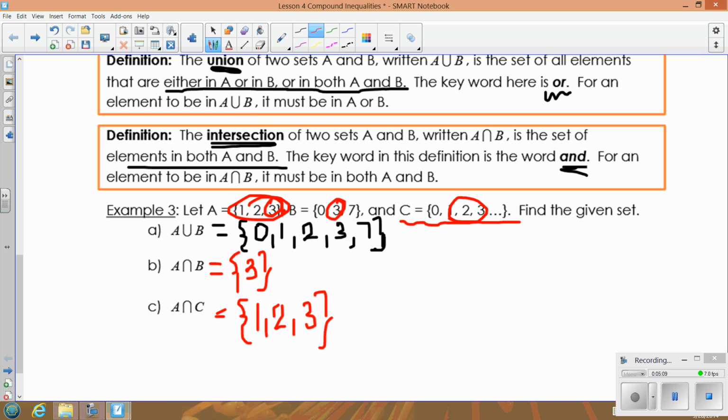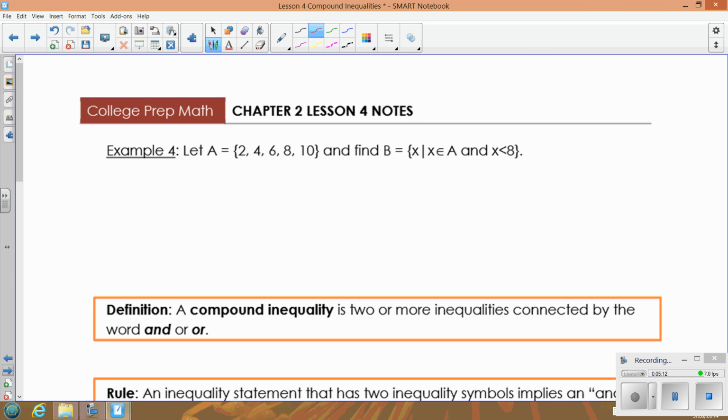All right, let's look at one more example with sets. So let A equal the set that has 2, 4, 6, 8, and 10, and B is going to be this new set where this piece of information is true. So the first thing is reading what this even is saying. This little bar here is read as "such that." So when you read this bar, it means such that. So x such that x belongs to A and x is less than 8. So these have to be true.